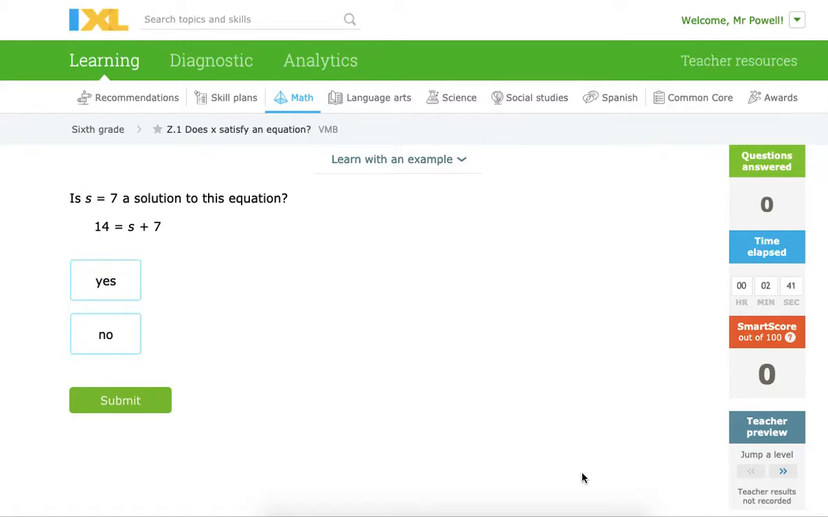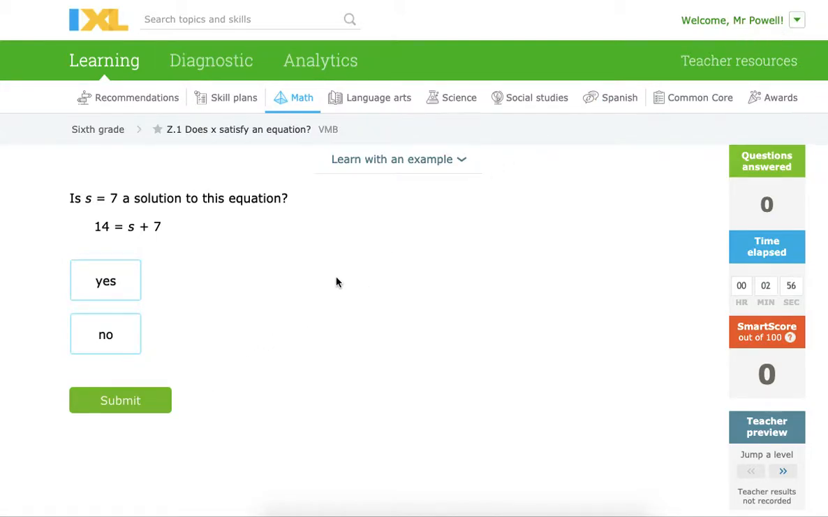A couple things I want to point out first. Always make sure that your name is on here, that you're logged in. Otherwise, you won't be getting credit for the lessons, and that'll be up here at the top. You can see that I'm logged in right now. Make sure and check that your name is up there.